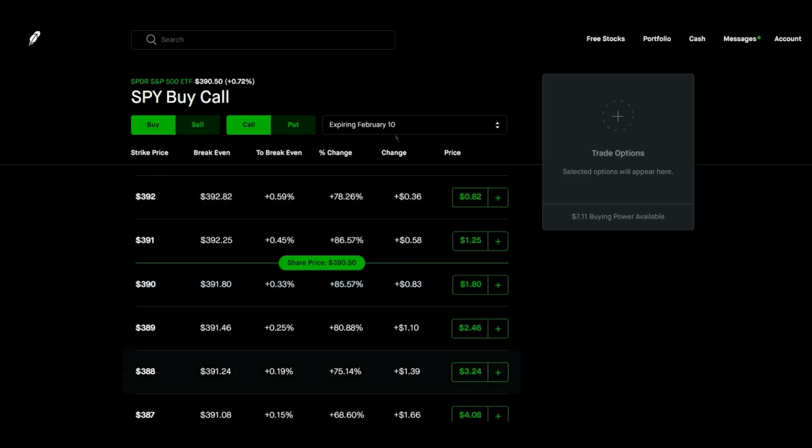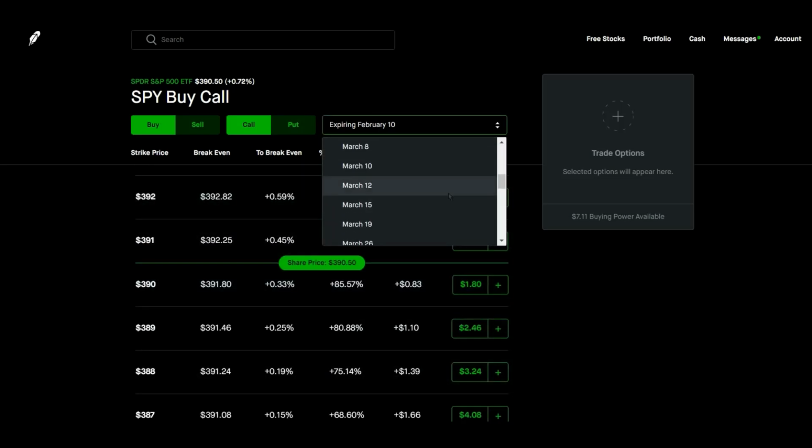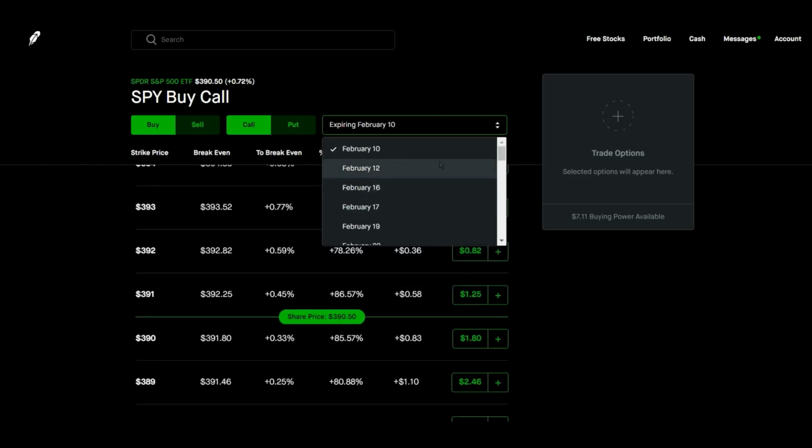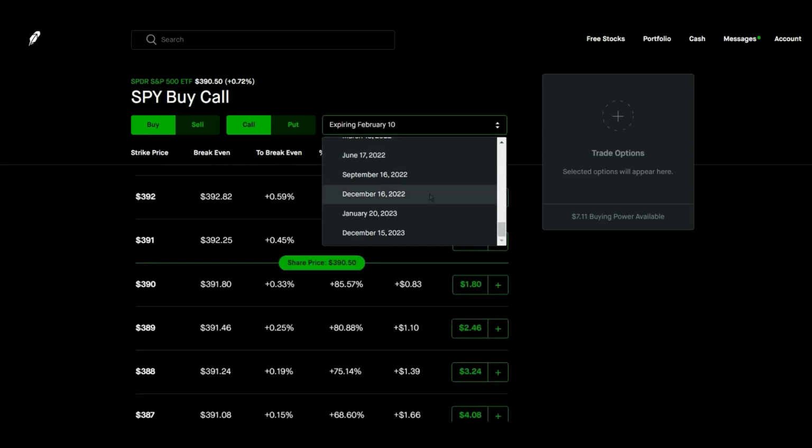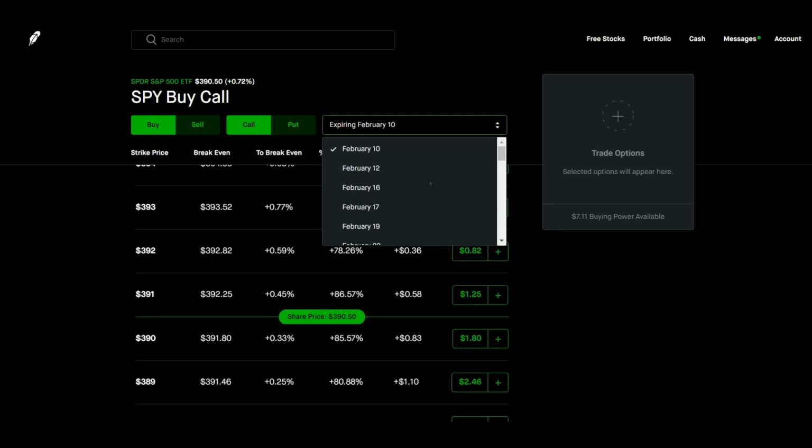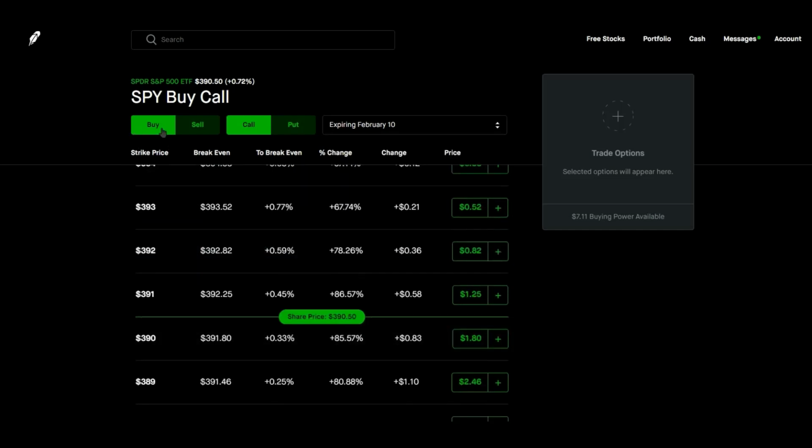You can see I have all of these different expiration dates, and depending on the company and the brokerage, you're going to have a variable amount of dates. If it's a smaller traded company that doesn't have as many expiration dates, you'll know that the volume isn't really there. For something like SPY, there are tons of expiration dates, and that is something that can be really useful because if you have a strategy that works really well for you, you can set a lot of different options on different dates.